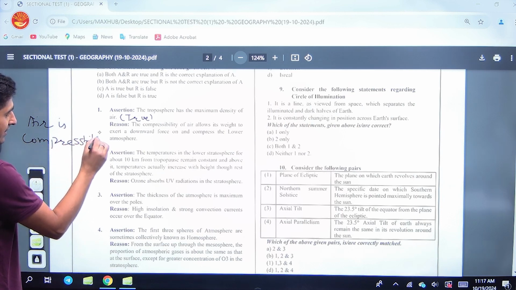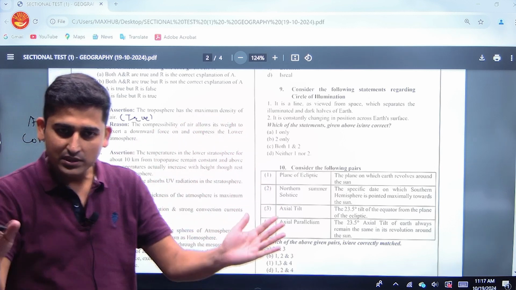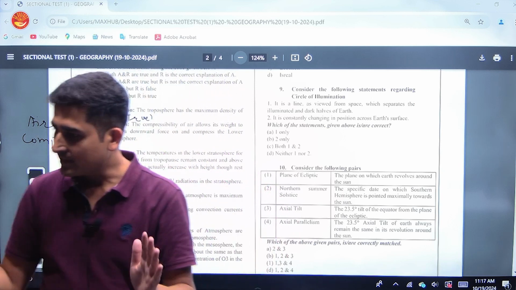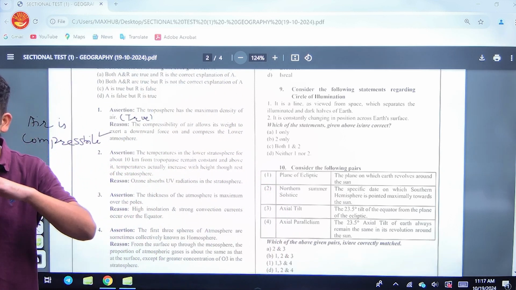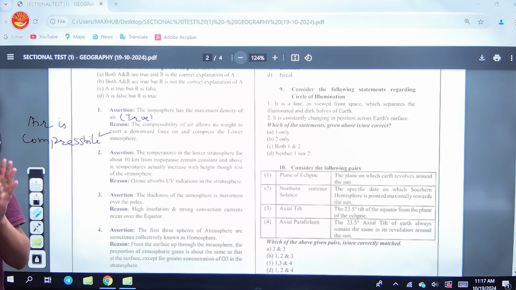Air is compressible. ठीक है, कोई दिक्कत नहीं उसमें. You can compress air because there is huge gap between the molecules of air. ठीक है, जो भी gaseous molecules उनके बीच में huge gap है. They are spread randomly in the atmosphere. तो so these molecules can be compressed.